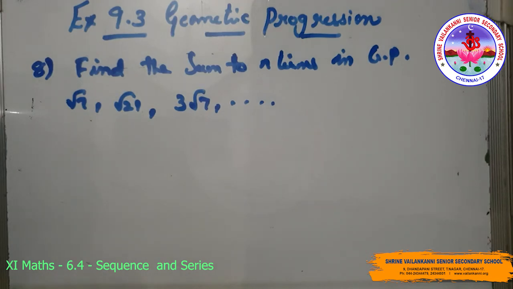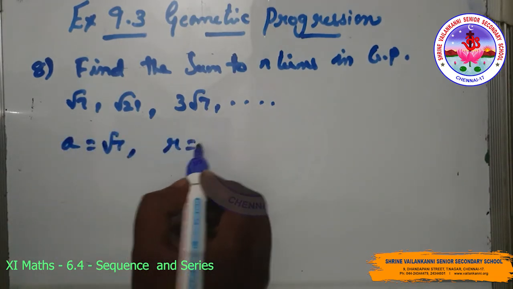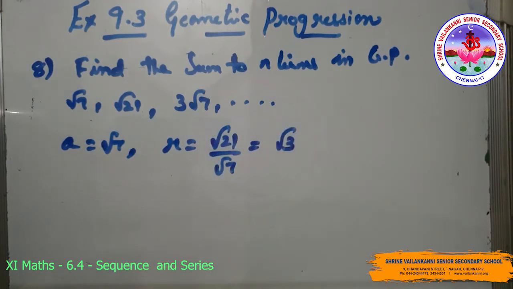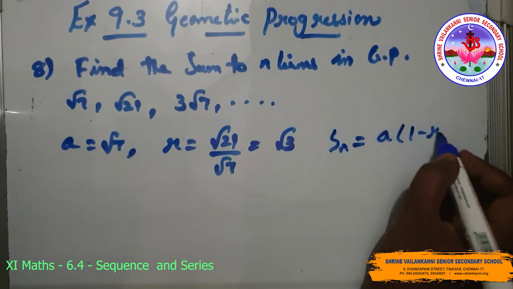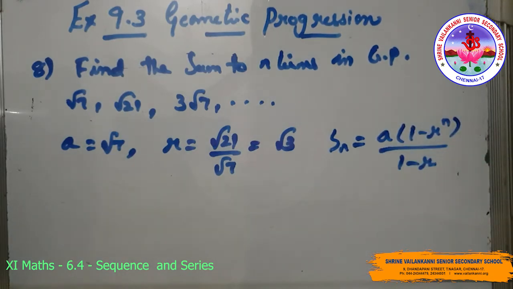8th question: find the sum to n terms in the GP root 7, root 21, 3 root 7. It's just similar to the previous questions. Here A is root 7, R is root 21 by root 7, which is equal to root 3. Sn equals A into (1 minus R^n) by (1 minus R). So you have to substitute the values of A and R and find the sum to n terms. Here n is n.